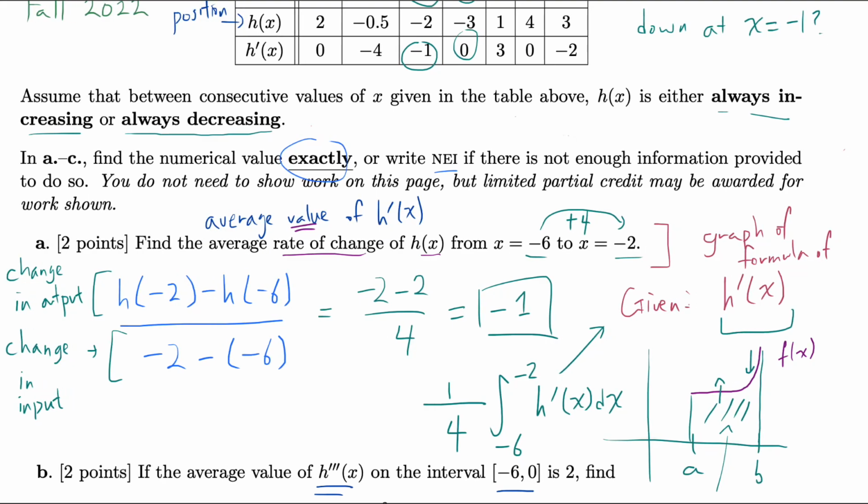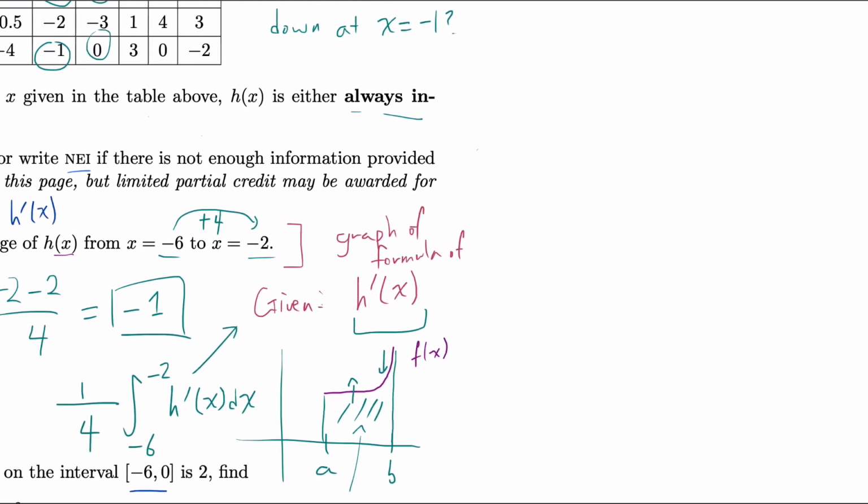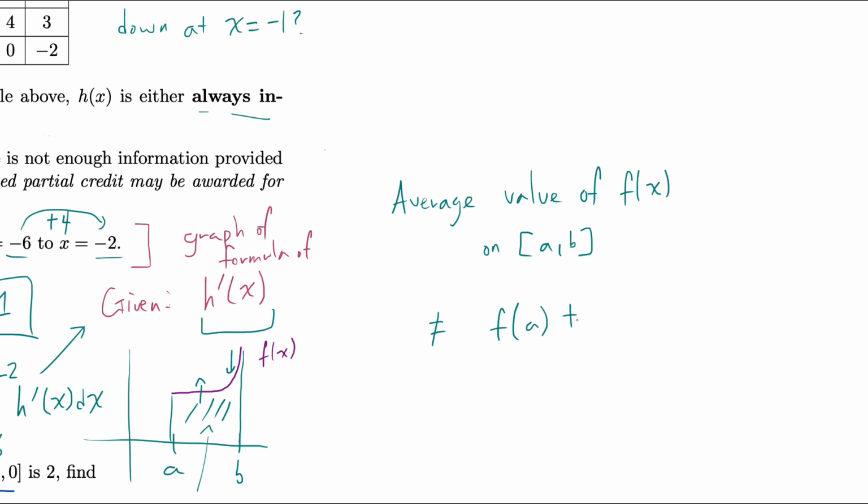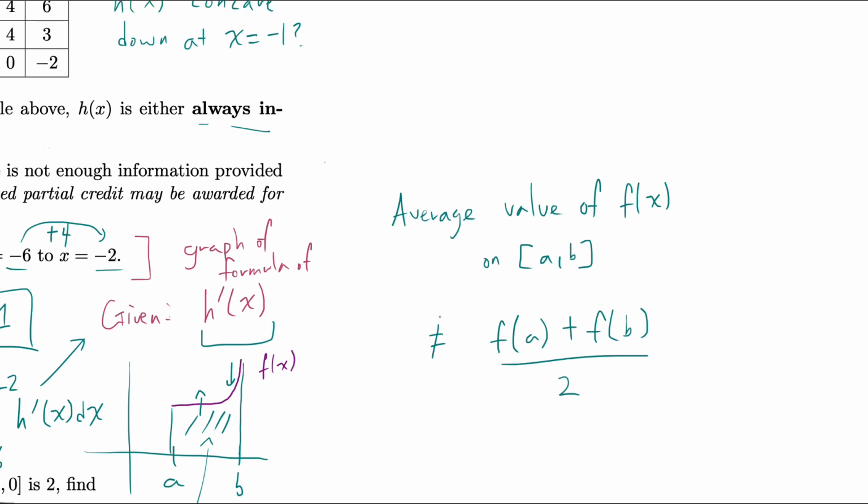Now, staying on the notion of average value of a function just a little longer, let me give you one more intuition, and it's that the average value of a function does not have to be the same as just averaging f of a and f of b. So the average value of a function is not necessarily f of a plus f of b over 2. And that's because average value is really a weighted average in disguise.